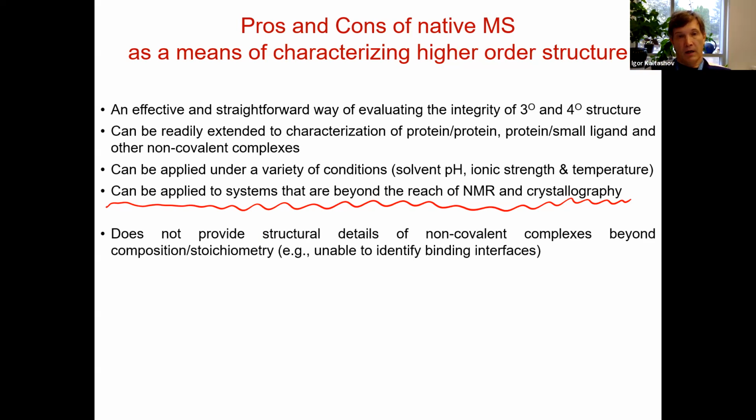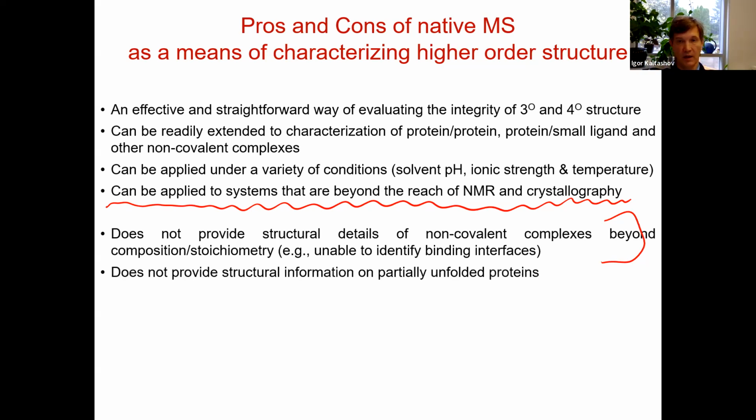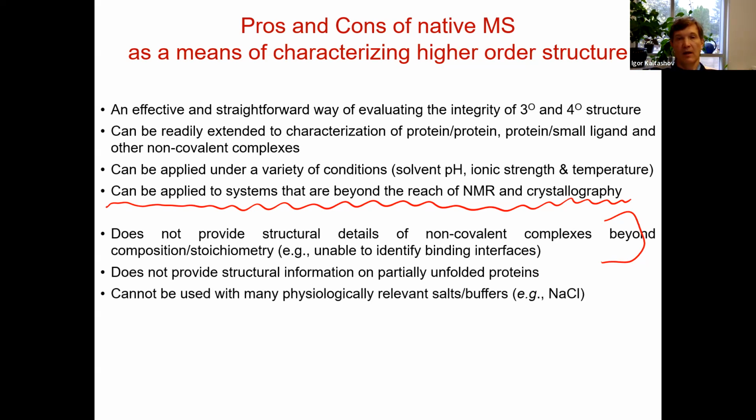The cons, well, this is a very important thing. We cannot really say much beyond just what the composition of the non-covalent complex is and what the stoichiometries are, right? So we cannot attain a very high level of resolution using this technique. We see unfolding when we look at charge state distributions, but we cannot really say where this unfolding happens, right?